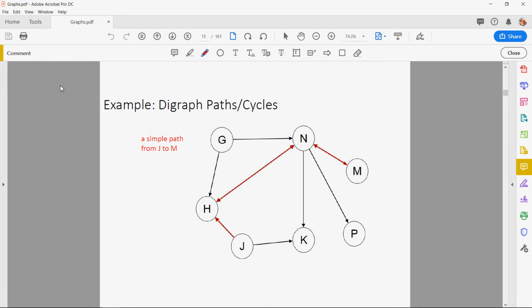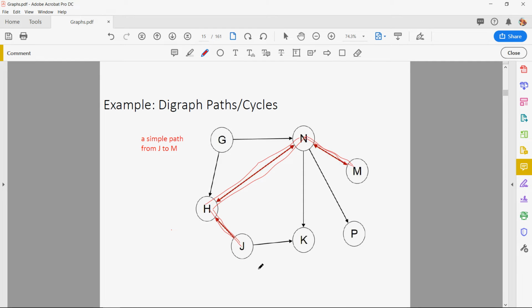For the paths and cycles in a digraph, we do have to follow the direction of the edges. So this is an example of a simple path in a digraph. So this would be a path from J to M. So our path would go from J to H, from H to N, and from N to M, and that is following the directionality of the edges. So there's an edge that goes in the direction of J to H, and H to N, and N to M.